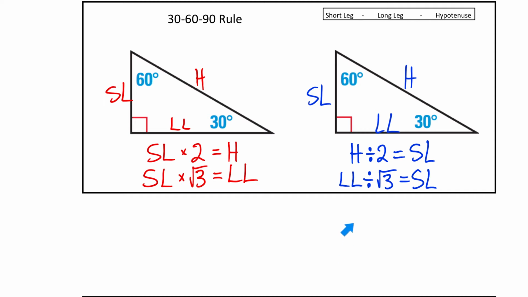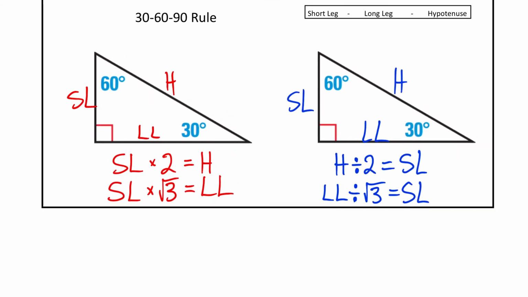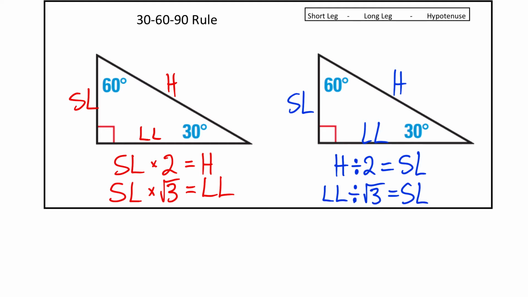If I know the long leg, this is the only one that starts with the long leg first. So if I do long leg divided by the square root of 3, that's going to give me the short leg. Over to these rules right here. Okay, good. So this one, this is the only one that has the H to start with. So we do hypotenuse divided by 2 is going to tell me the short leg.